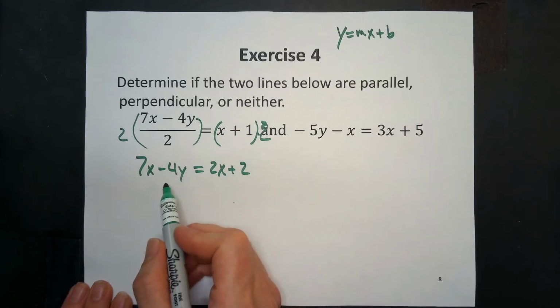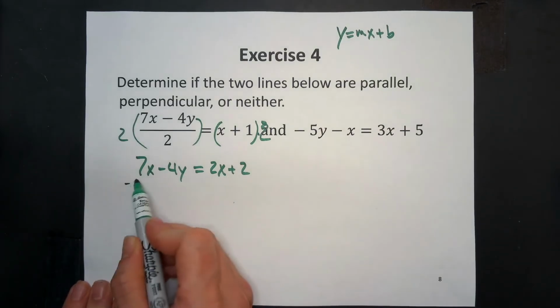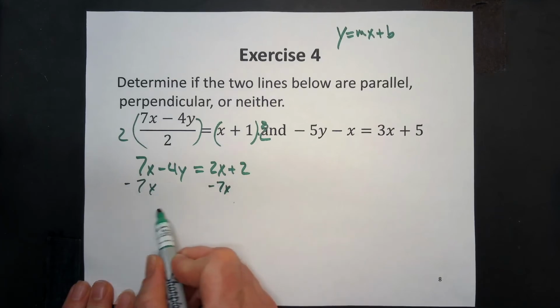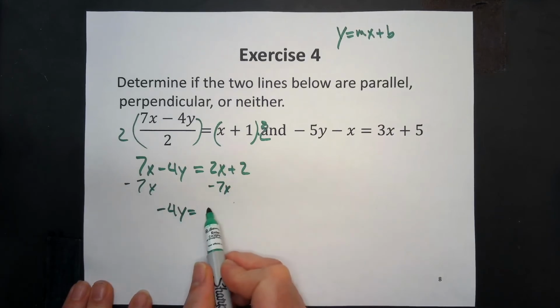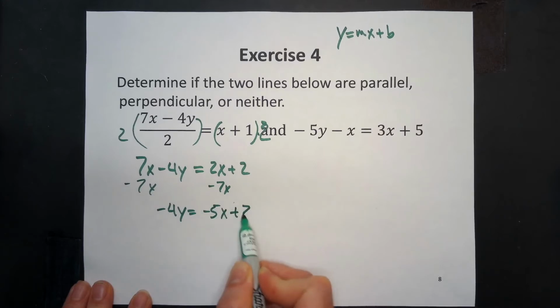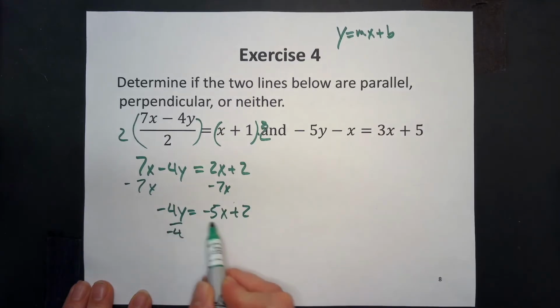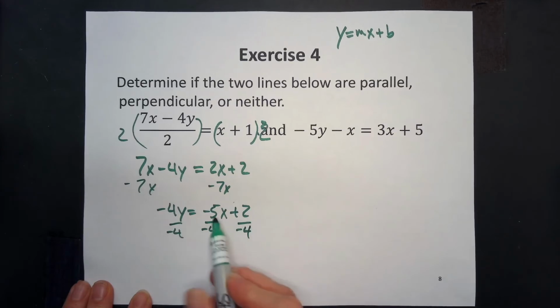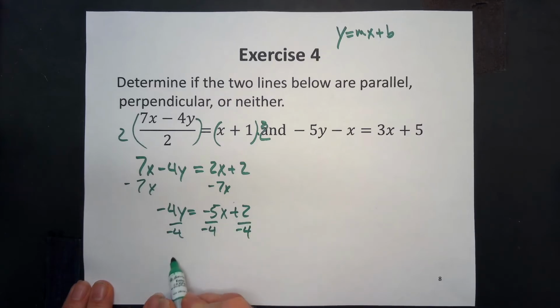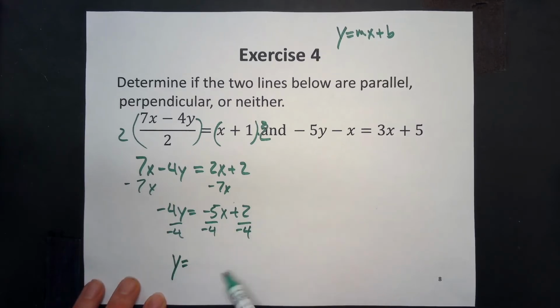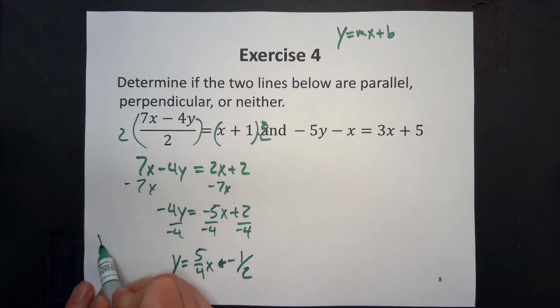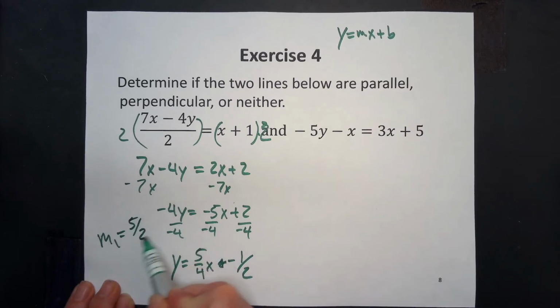And so that's going to give us minus 7x from both sides. We get negative 4y equals, and this is going to give me negative 5x plus 2. I'm going to divide everything by negative 4. Once again, we're not really concerned about the constant here. We're mostly concerned with the slope. So it's always good to take the time to reduce that fraction. But right now, we're mainly interested in the fact that we have 5/4 x plus, actually negative now, 1/2. So we're mainly interested in this first slope, m1, being 5/4.